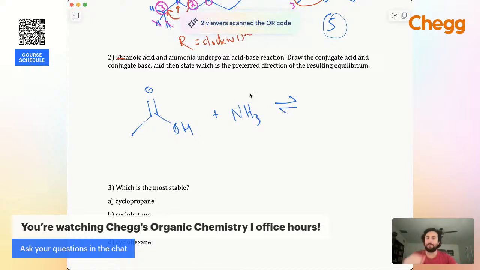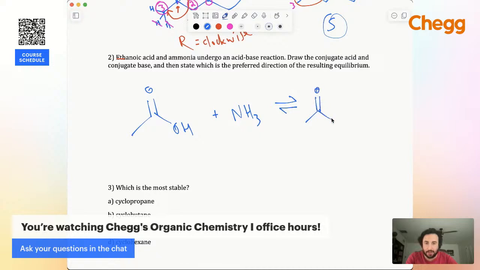So ethanoic acid is obviously acting as the acid. So what is the conjugate base? That is going to be here, the ethanoate ion. And then that means that ammonia got the proton. So we have the ammonium ion, NH4+. So let's label these for clarity. We have the acid and the base, and we have the conjugate base and the conjugate acid.